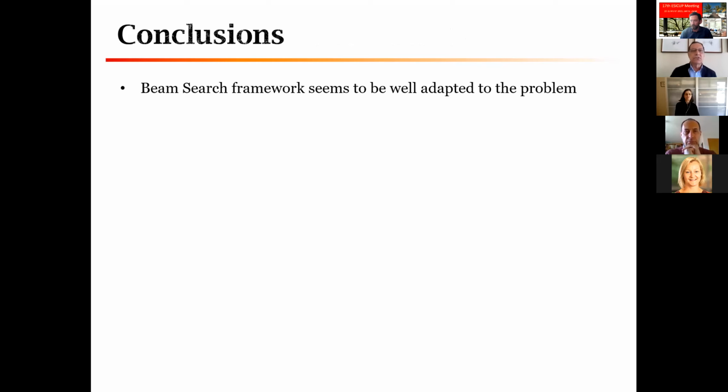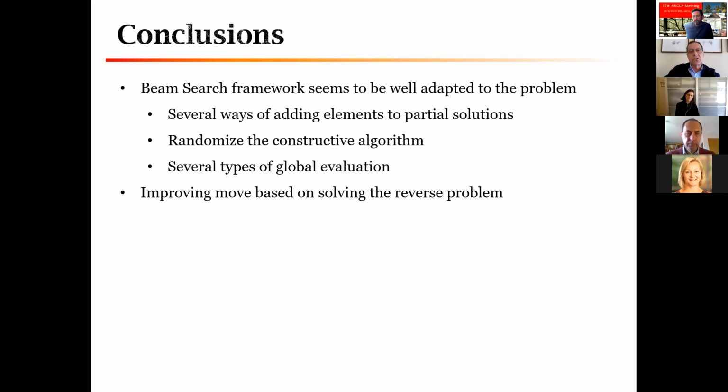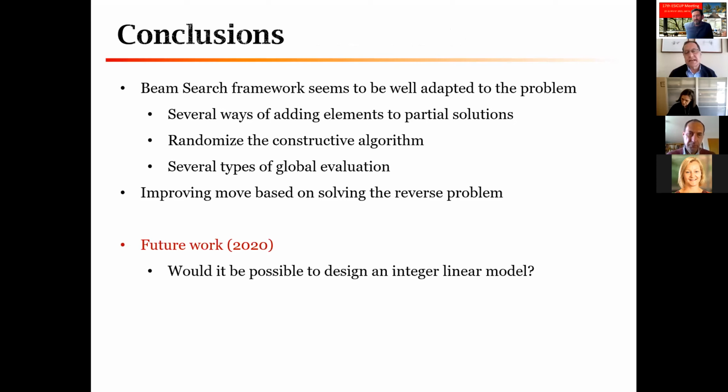So as conclusions, the beam search we have developed seems to be well adapted to the problem with the particularities we have included: several ways of adding elements to the solution, randomizing the constructive algorithm, several types of global evaluation and improvement move. And as future work, when we finished this part, we wondered if it would be possible to design an integrated linear model. Well, the answer to this question will be the third talk of the session given by Fran Parreño.